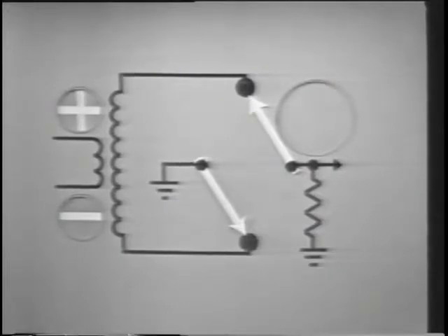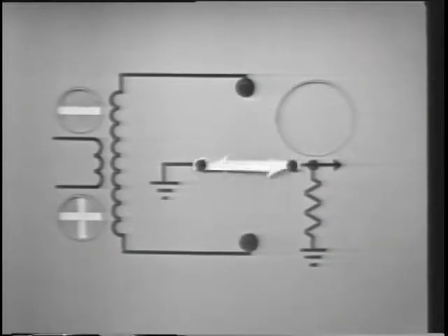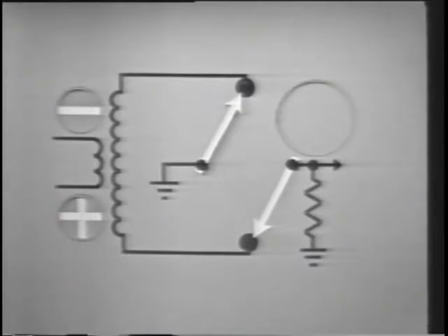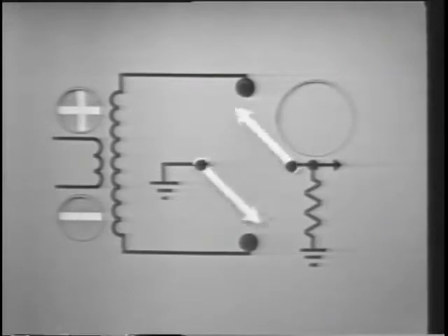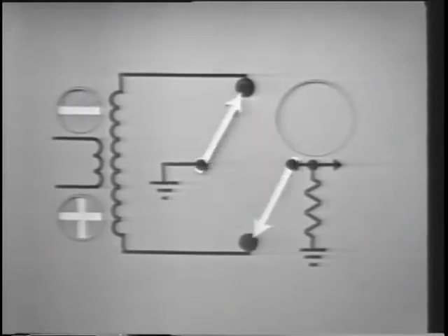When the load is switched to the top of the secondary, the ground is switched to the bottom of the secondary. When the load is switched to the bottom, the ground is switched to the top. And it's that simple. Back and forth, as the input changes, always connecting the load to the positive end of the secondary, always grounding the negative end. Now watch as a few output pulses are generated.